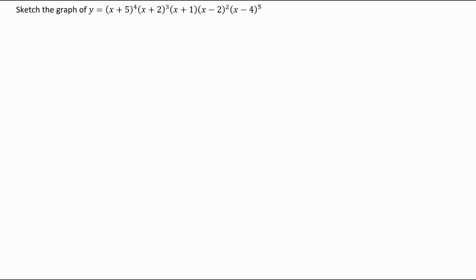We've got a weird, full-on, kind of hectic polynomial at the moment when we're asked to sketch the graph. So this has got a power of 4, power of 3, no power at all, power of 2, power of 5. So what's that? 4, 7, 8, 10, power of 15. So a polynomial of the 15th degree, and we're asked to sketch it.